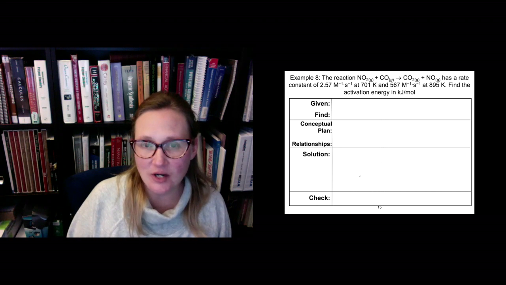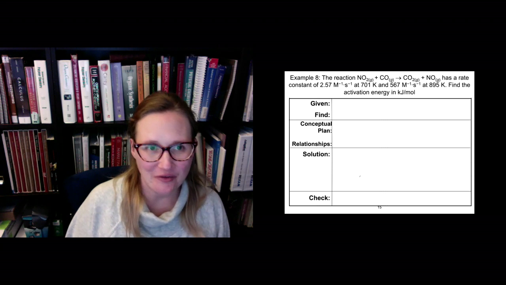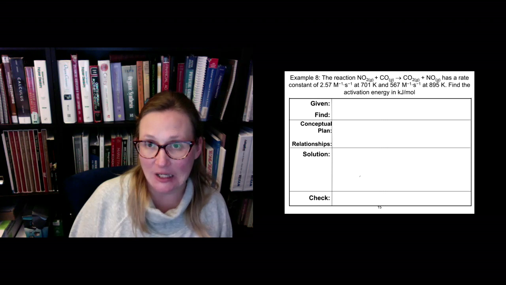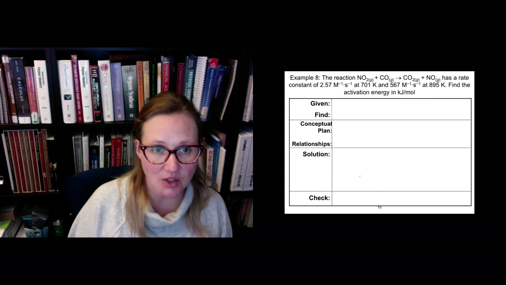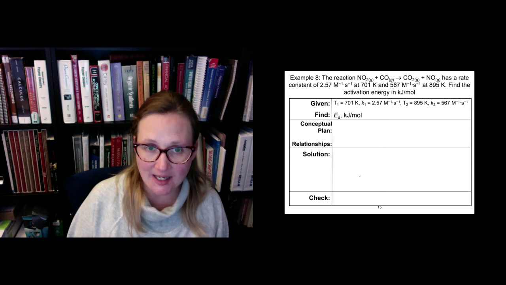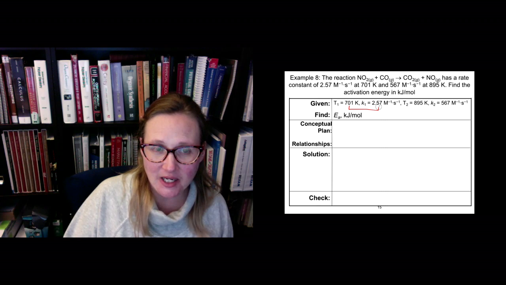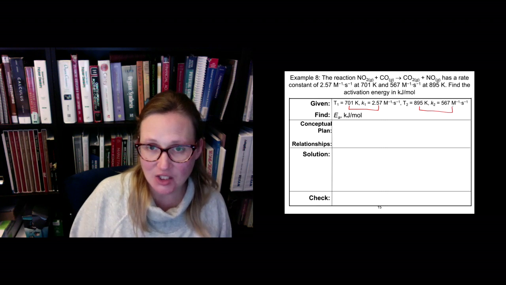All right, so let's work on a problem where we can use the two-point form. So here we have a rate constant at 701 Kelvin, another rate constant given at 895 Kelvin, and we're going to find the activation energy of this reaction. Okay, so we're going to use the two-point form. Again, keep in mind K1 and T1 go together, and T2 and K2 go together.